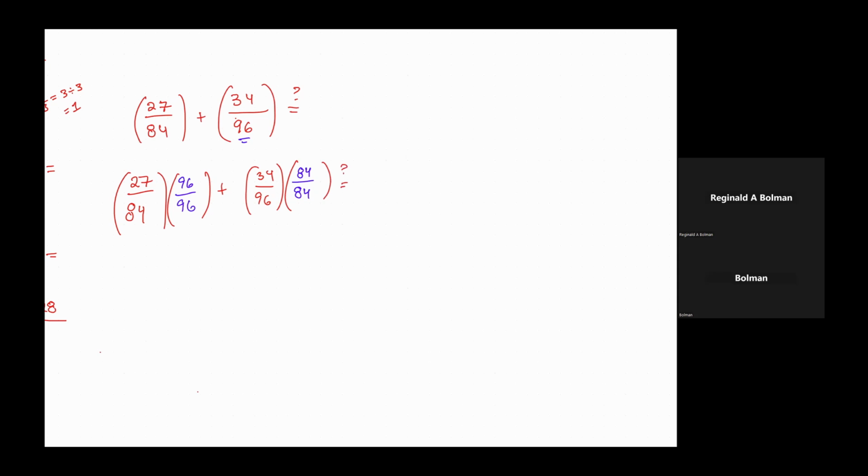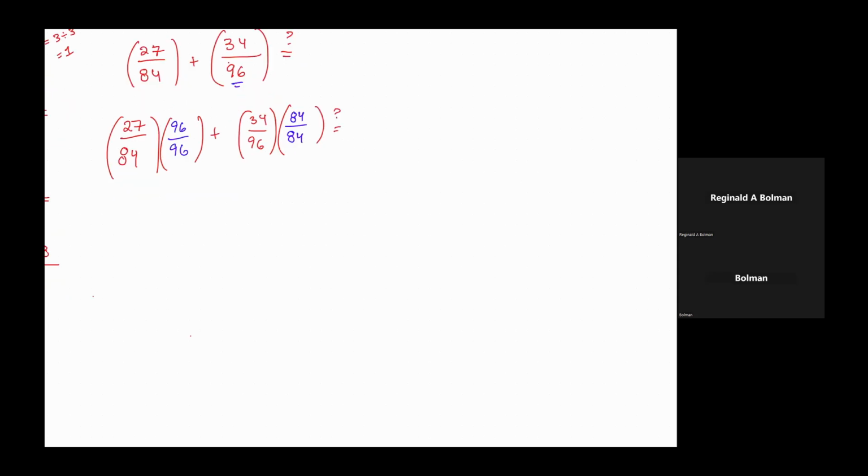Take a deep breath. I know some students are like, "Oh my God, what in the world?" It's all good. It's just multiplication operations. We are going to multiply across the top and the bottom. We need to multiply 27 and 96. We need to multiply 84 and 96. We need to add this with 34 times 84 all over 96 times 84. Because remember, we multiply fractions across the top and the bottom.